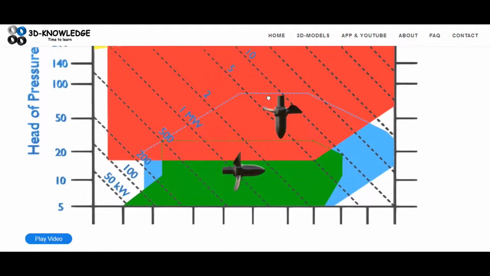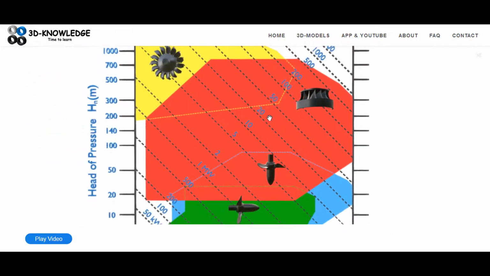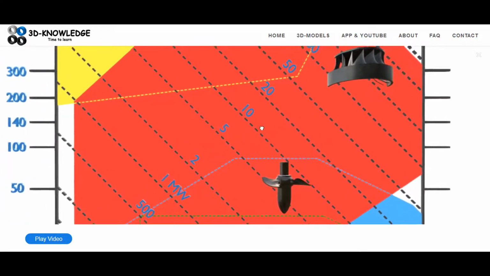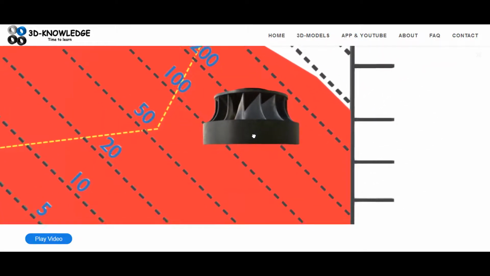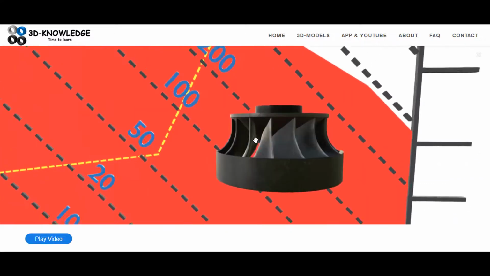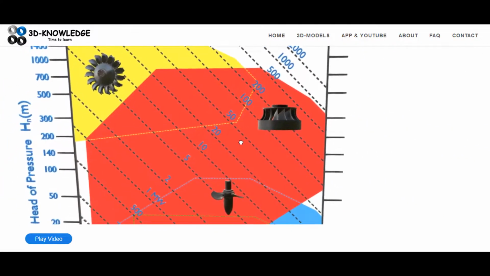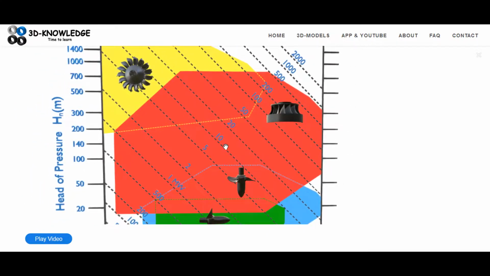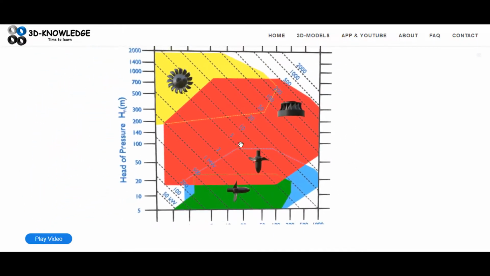We'll go slightly higher now. We can now see a new type of hydro turbine runner. It's this one here. This one is a Francis runner. Of all the turbines, the Francis turbine has the widest range of applications. We can see that clearly on the graph here. The red area goes all the way down to a head of pressure of about 18, all the way up to a head of pressure of about 750.